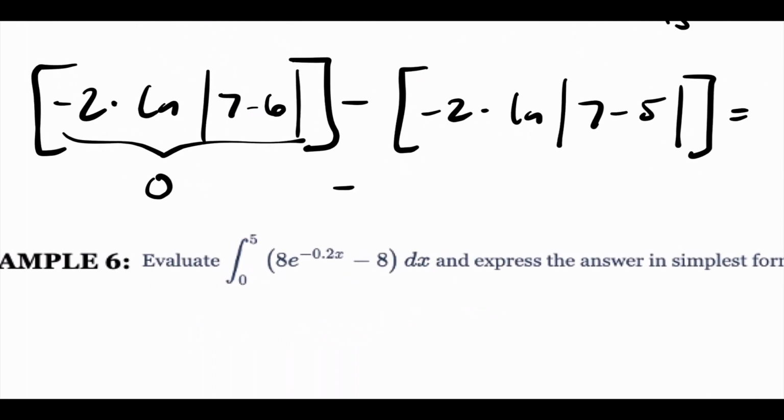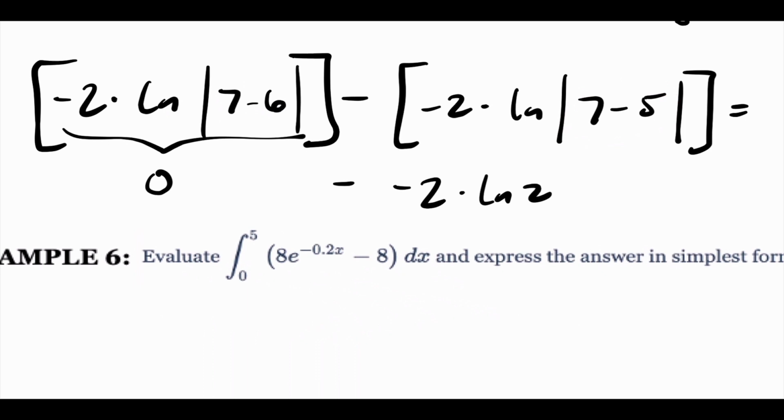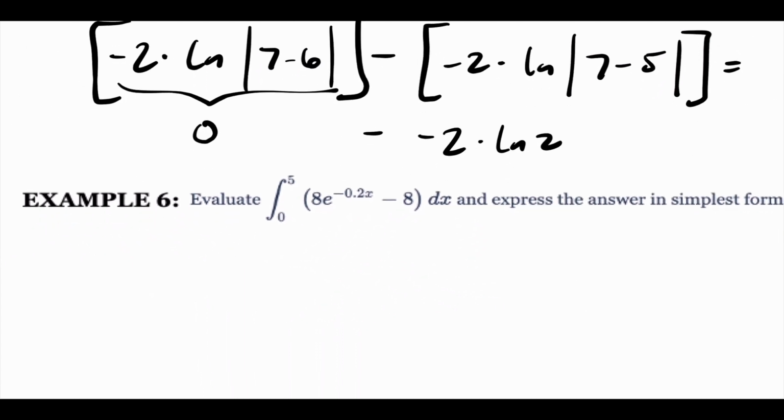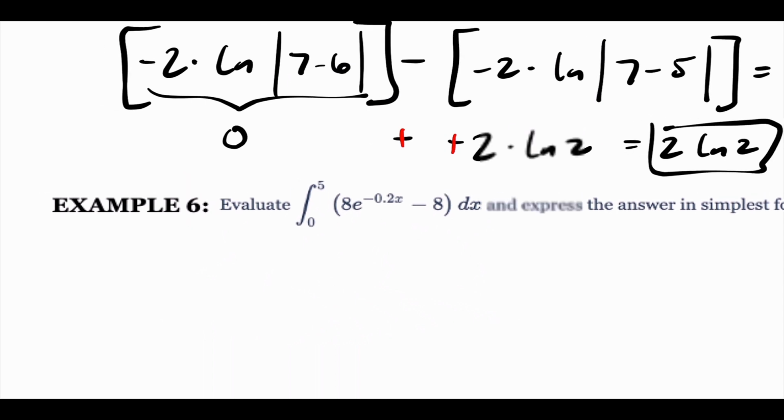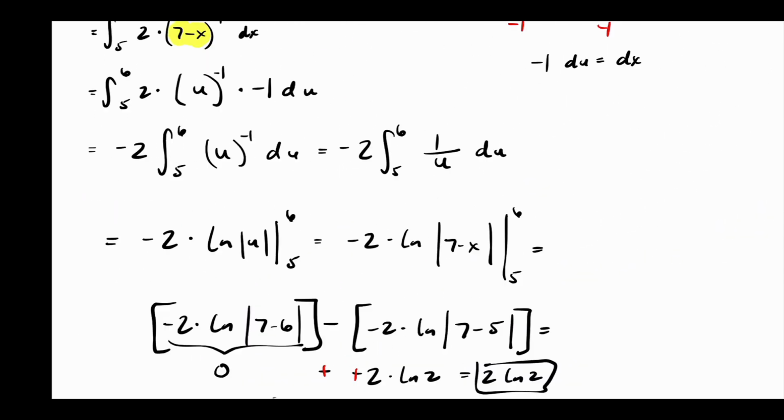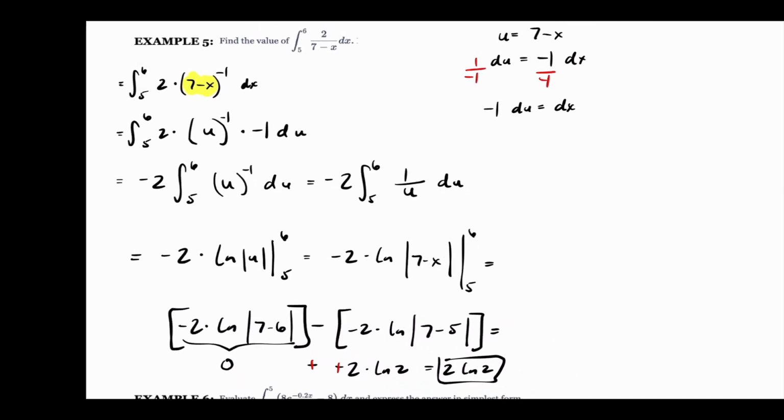The natural log of 2, 7 minus 5 is 2. The natural log of 2 is a decimal. We can't use a calculator for this problem, so we're just going to leave it as the natural log of 2. So this would be negative 2 times the natural log of 2, which, minus a negative, becomes plus, and you get 2 natural log 2. And you leave it like that.